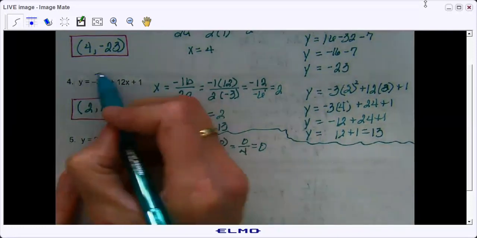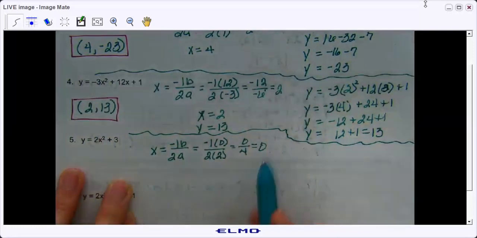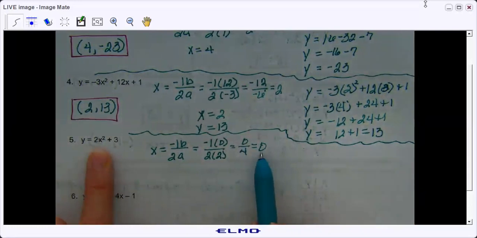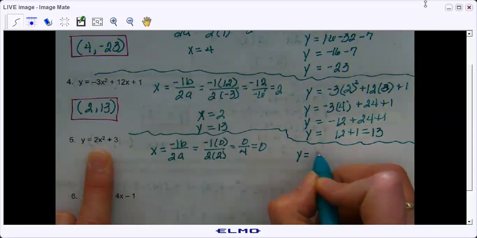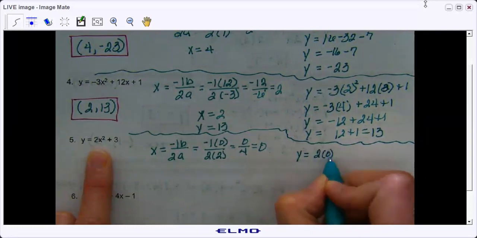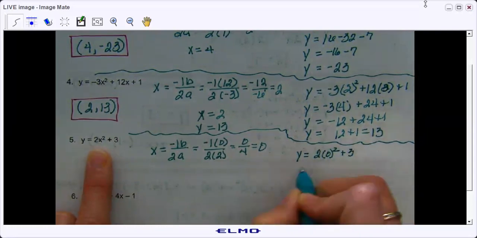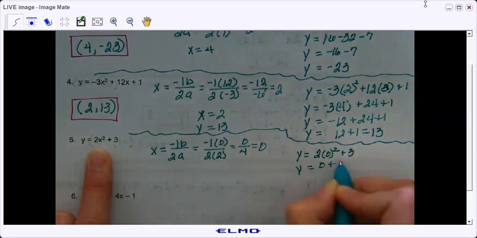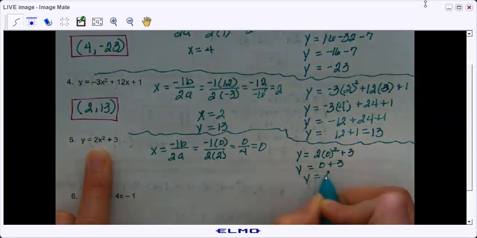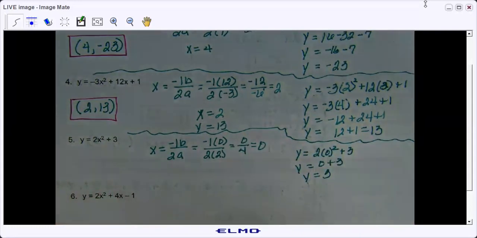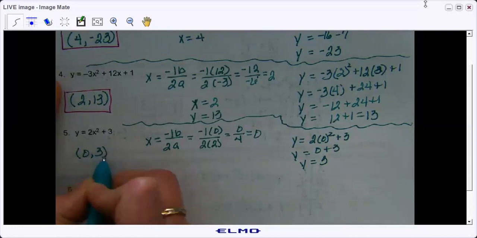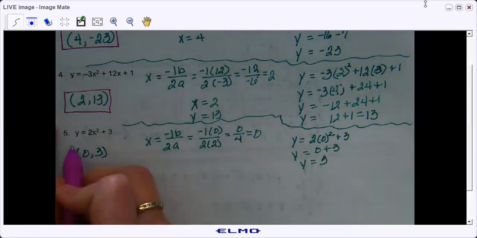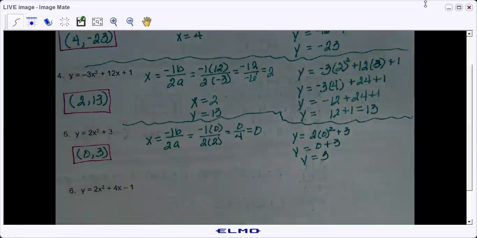Okay. So your x is 0. Now, if your x is 0, y is 3, and you really don't even need to show work for that. And this would also be known as your y-intercept. So, okay, that's how you would do something like that.